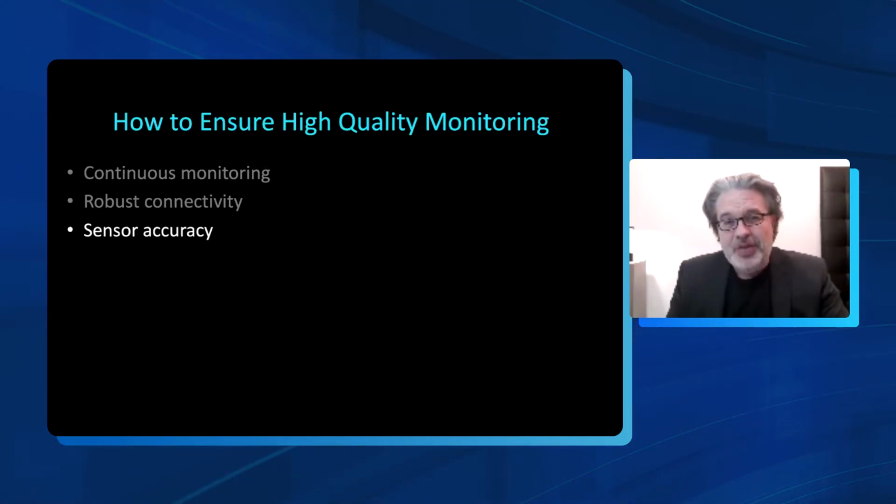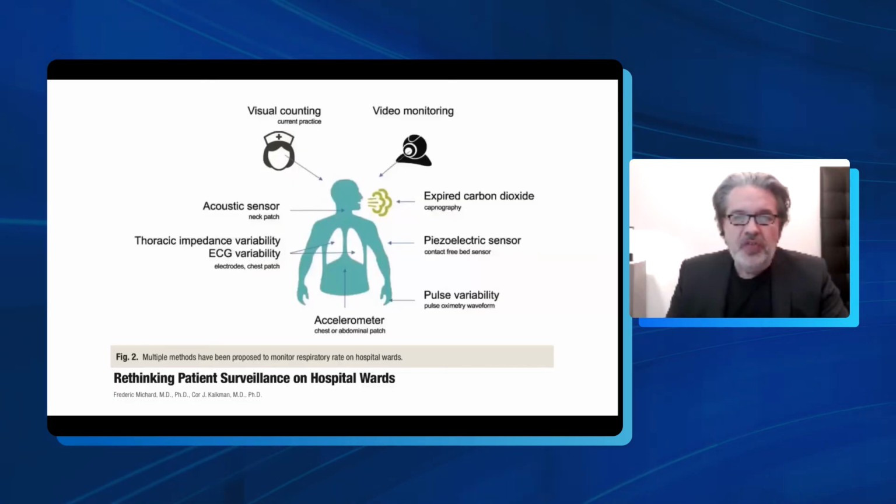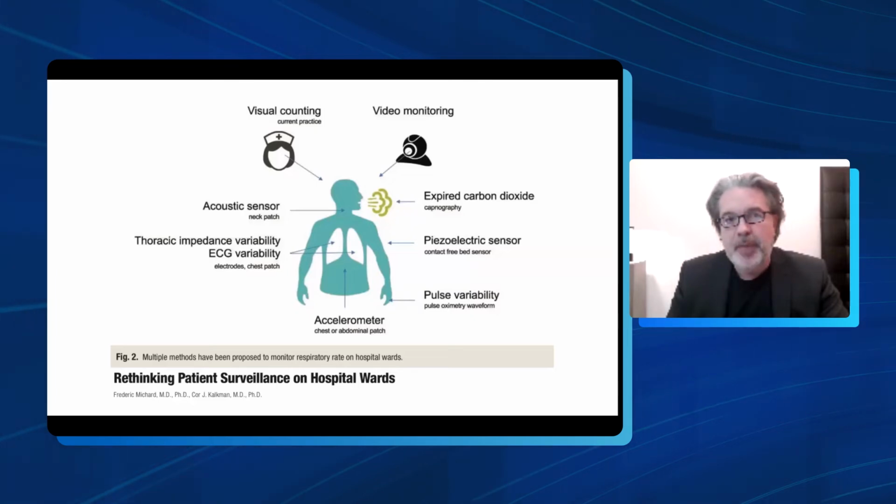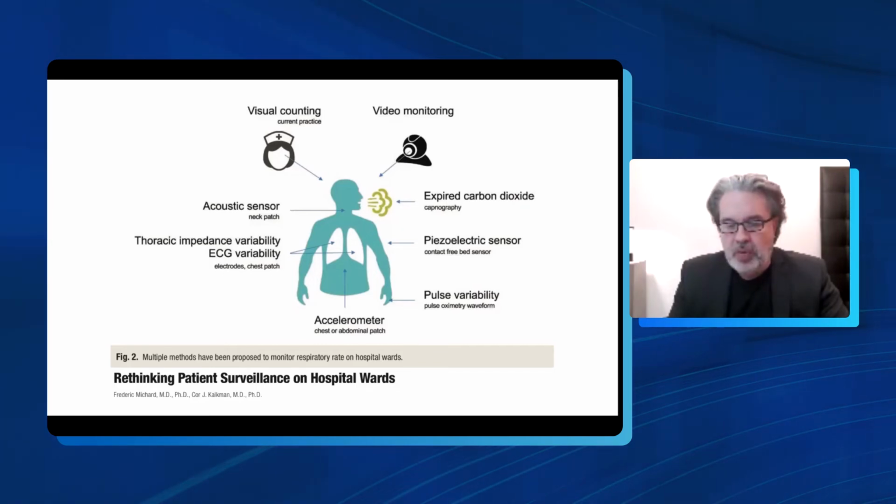Sensor accuracy is, of course, needed. I'm just going to use the example of respiratory rate monitoring. Respiratory rate is the most sensitive marker of clinical deterioration, and many different methods and techniques have been proposed to monitor respiratory rate, but they are not born equal.